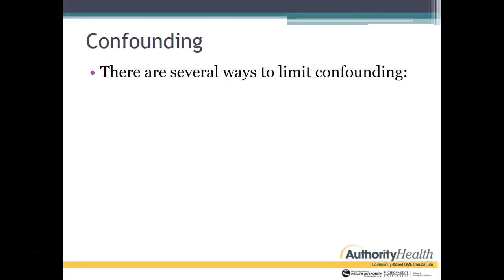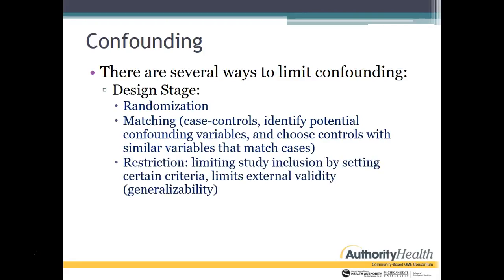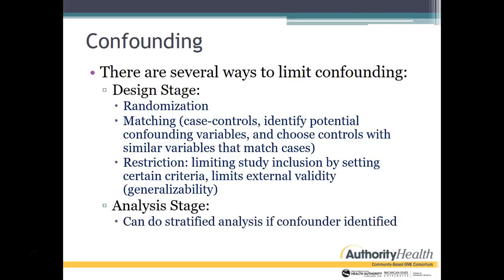All right, so how do we limit confounding? In the design stage, randomization, matching, choosing controls with similar confounding variables that match the cases. Restriction, you can limit your study inclusion criteria, but then again, that limits your external validity. And in the analysis stage, of course, you can do stratified analysis like we just talked about if the confounder is identified. And there's more complicated statistical methods as well.